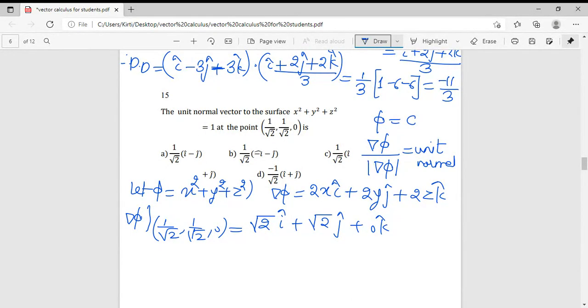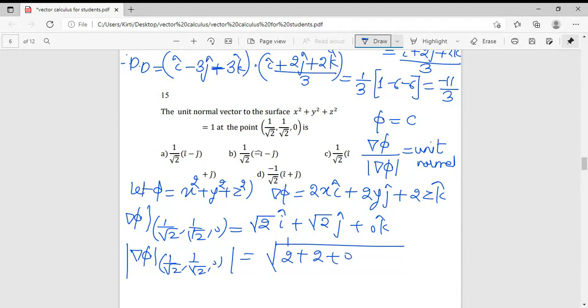Now, find its magnitude. So mod of del phi at the point is required. It is under root of square of this. So square of root 2 is 2. Square of root 2 is again 2. Square of 0 is 0. So what I will have? Square root of 4. Square root of 4 is 2.